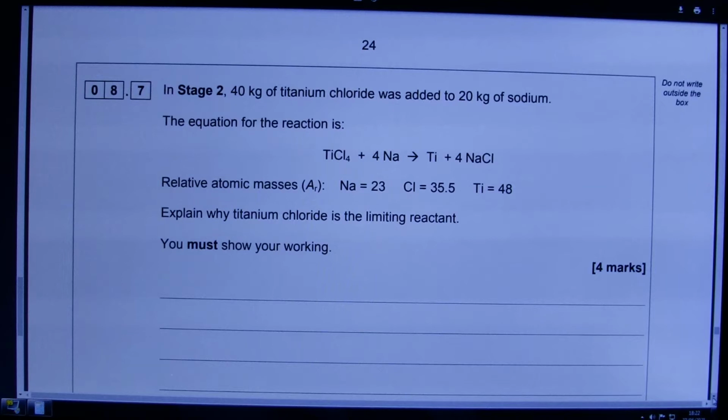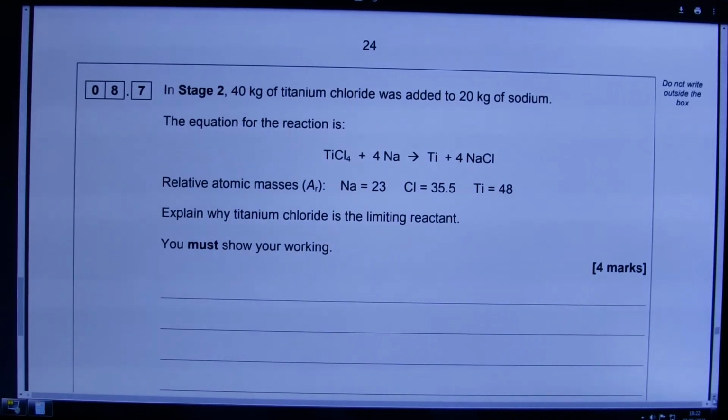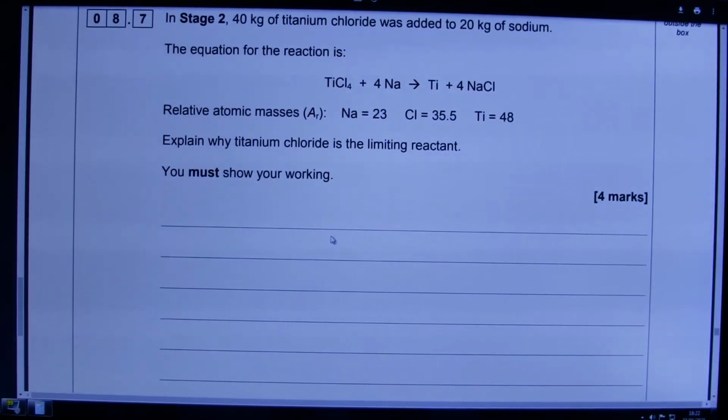In stage 2, 40 kilograms of titanium chloride is added to 20 kilograms of sodium. The equation for the reaction is that. The relative atomic masses are given, so you don't need the periodic table after all. Why is it the limiting reactant? You must show your working. Oh boy.